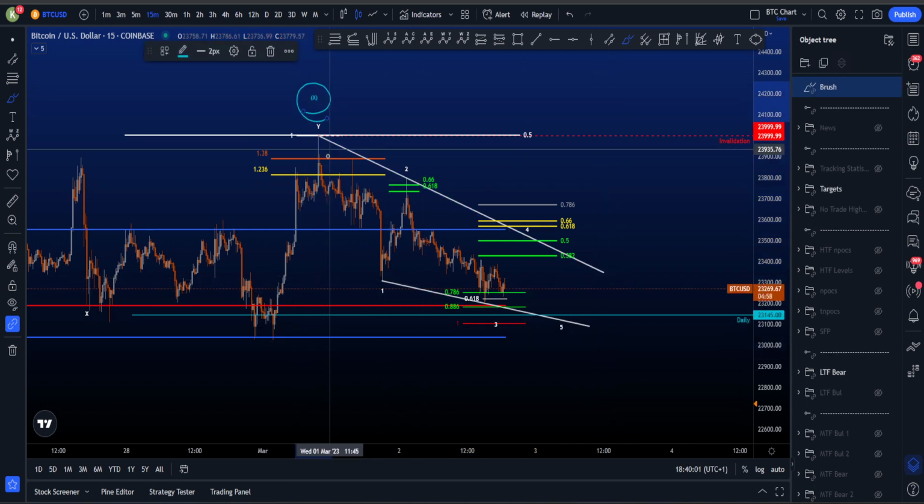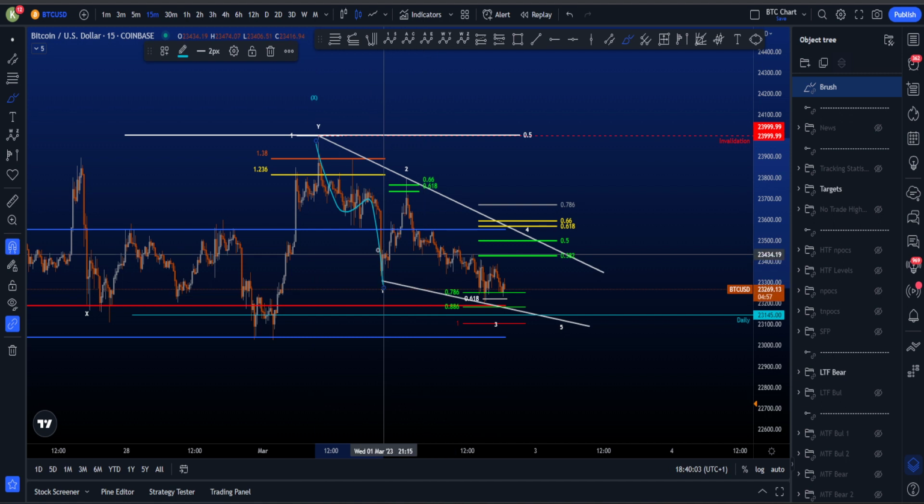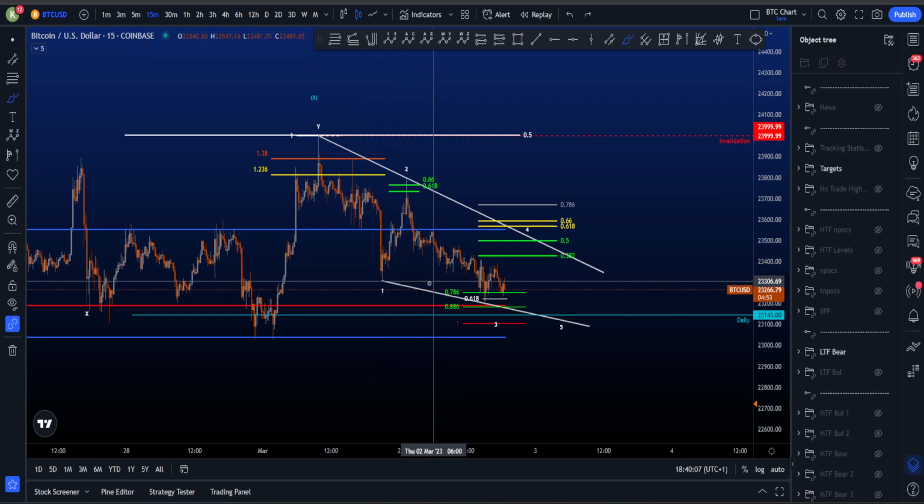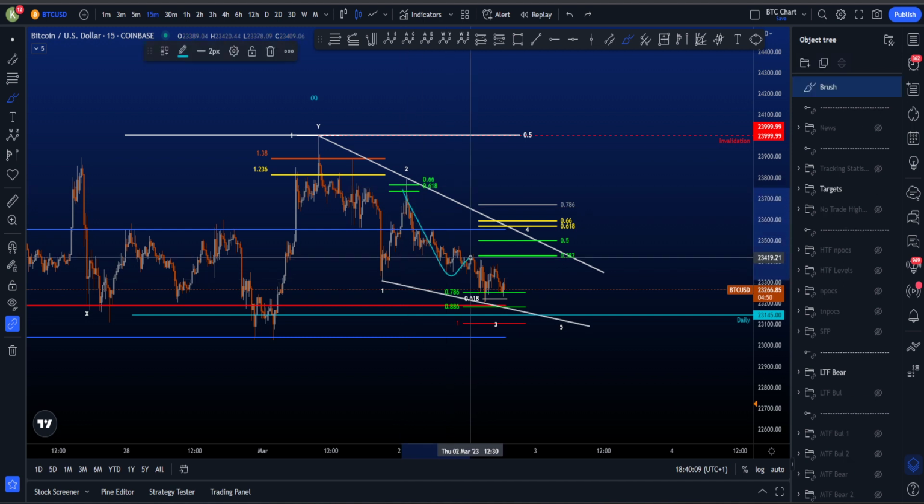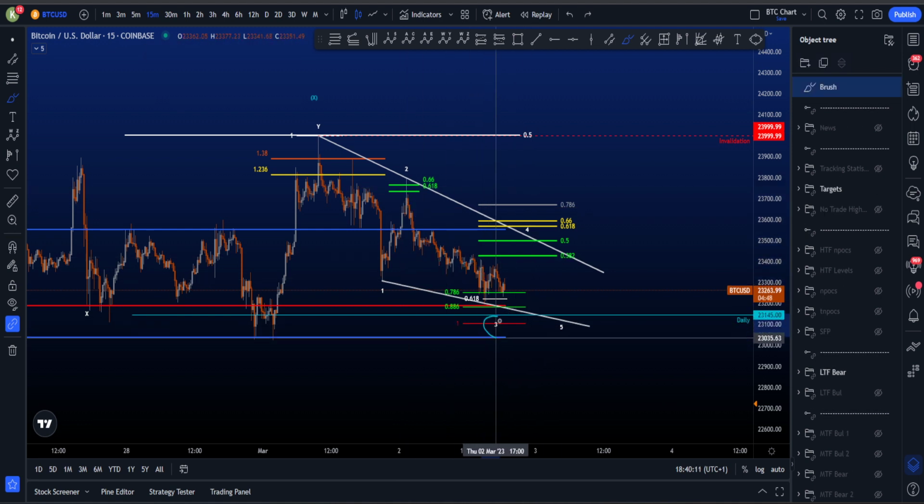Now, if the high of X is over here, we have three waves in the one, three waves in the two, which you can count on the lower time frame, like 3 or 5 minutes. Then another three-wave ABC in this third wave.